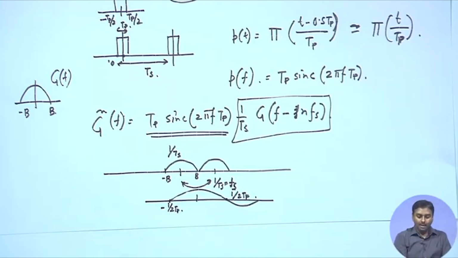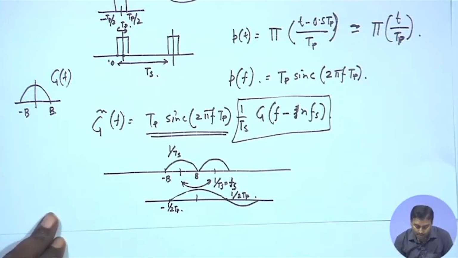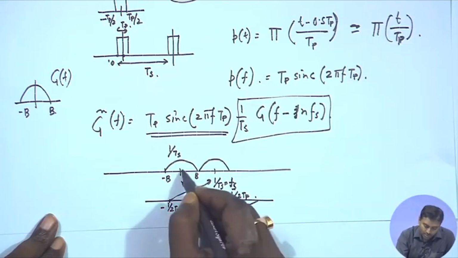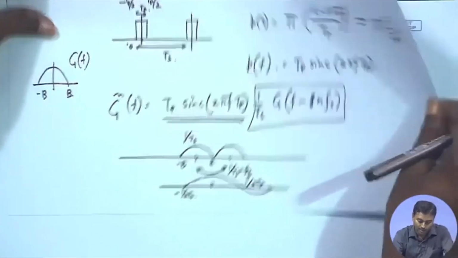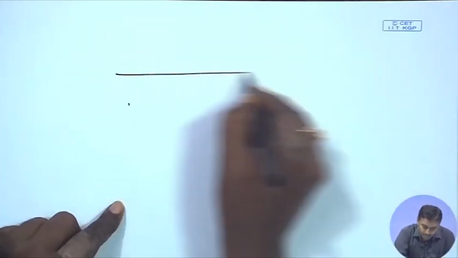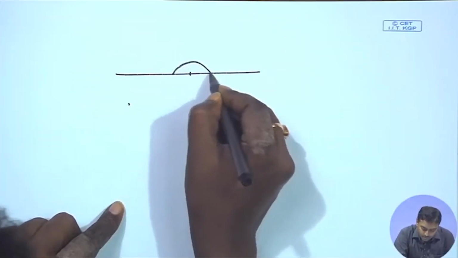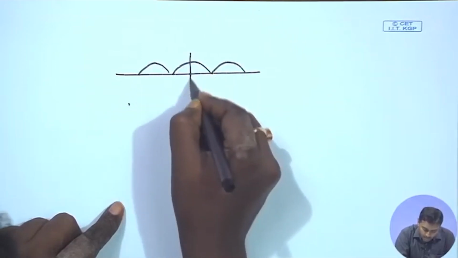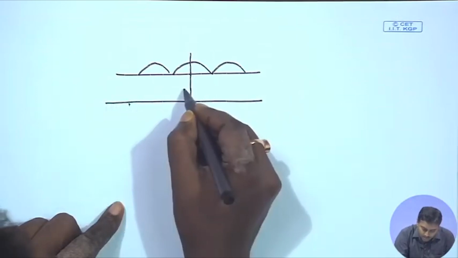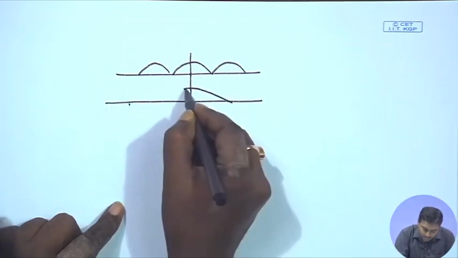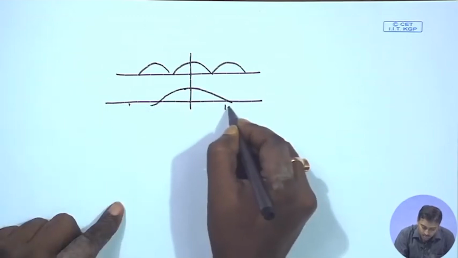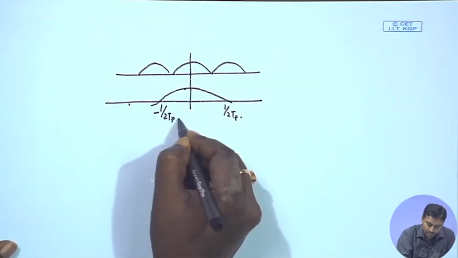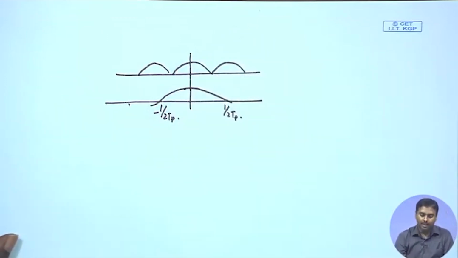Okay. Now, what will happen? Sorry, I have done it a little bit wrong. So, it should be centered over here. So, let me draw it one more time. So, this is that thing and this is the center. So, this looks like 1 by 2 Tp, okay, and minus 1 by 2 Tp. Now, these two get multiplied.